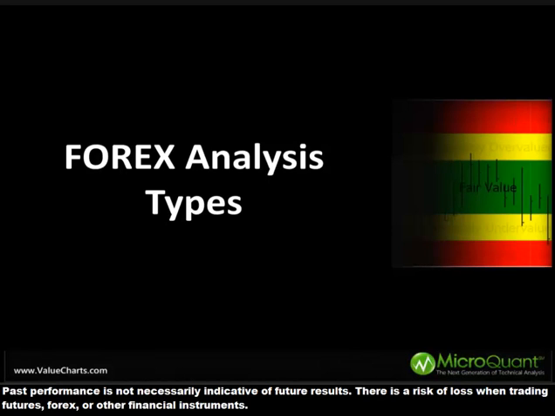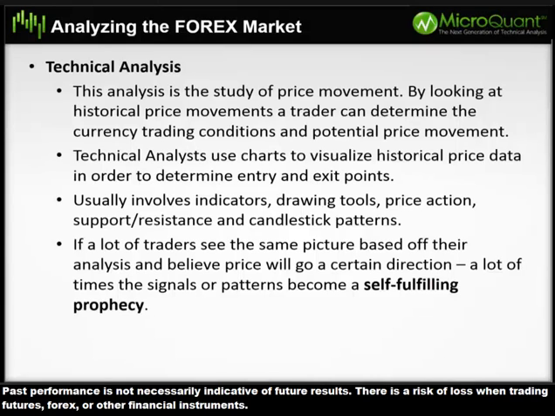Now, in order to understand this market, you need to understand the different types of analysis to hopefully benefit you. There's really only 3 types of analysis. You have your technical analysis. This analysis is a study of price movement. You look at price movements in the past and then try to determine where price is going to move to. In technical analysis, they use charts to visualize historical price data in order to determine where they want to enter or exit trades. And it usually involves a bunch of indicators, support and resistance lines, things like Fibonacci, moving averages, and that sort of thing.